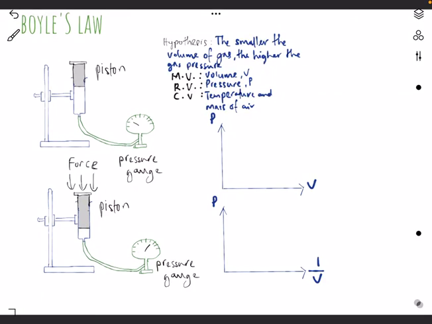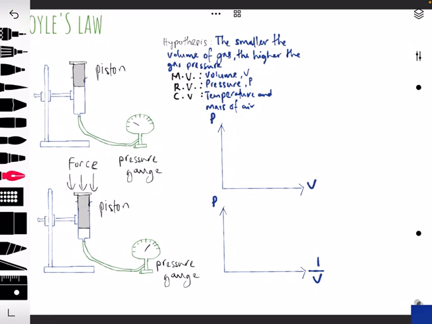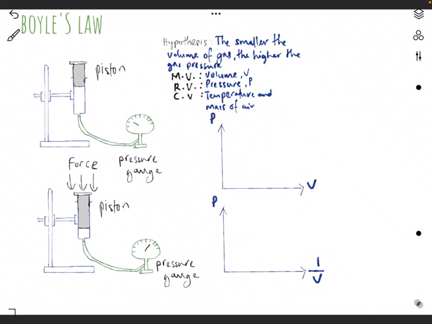In this video, we are going to learn about Boyle's law experiment. You can see in the diagram, we have a piston, and the piston is connected to a pressure gauge.